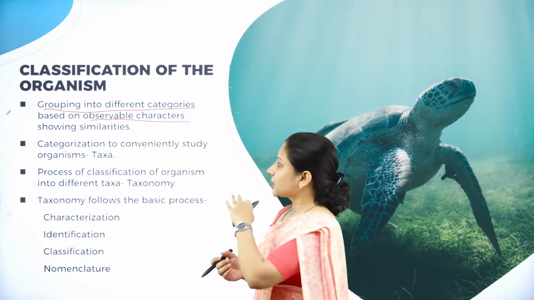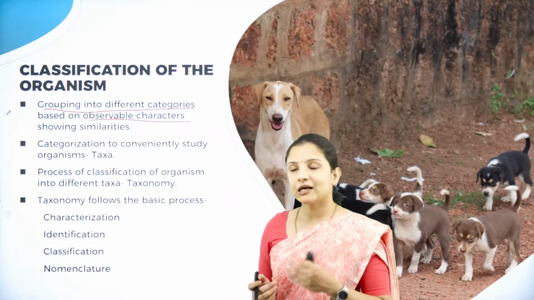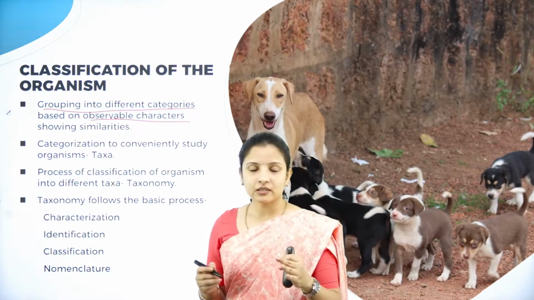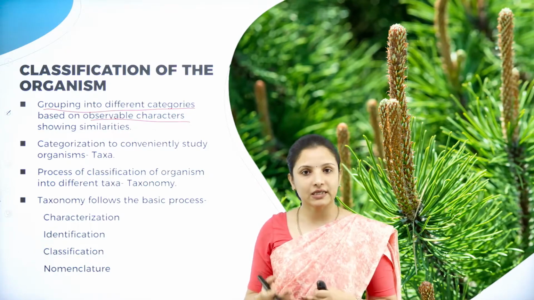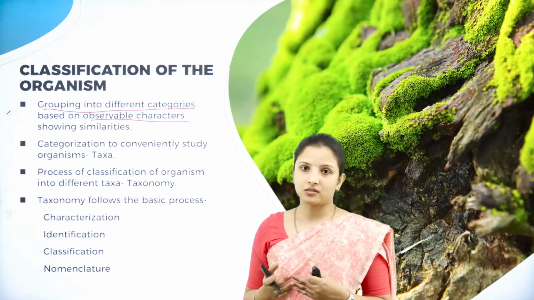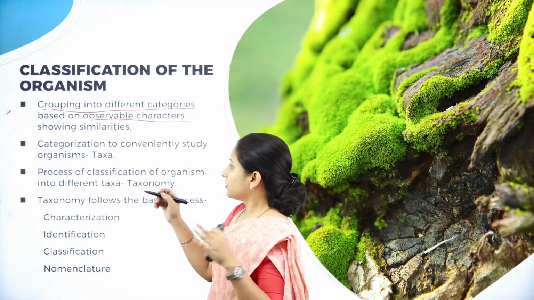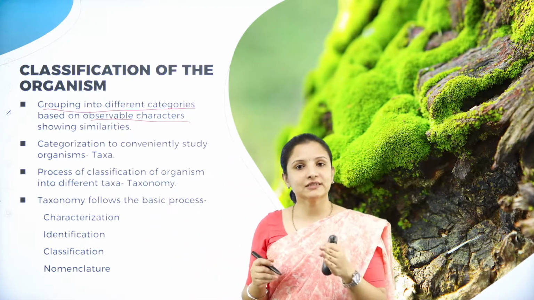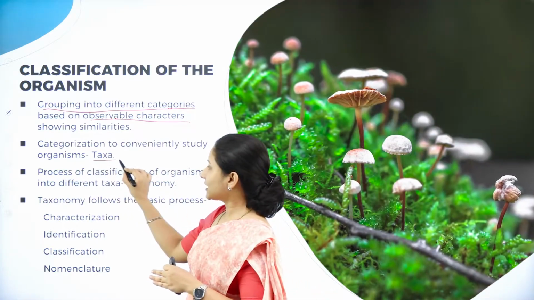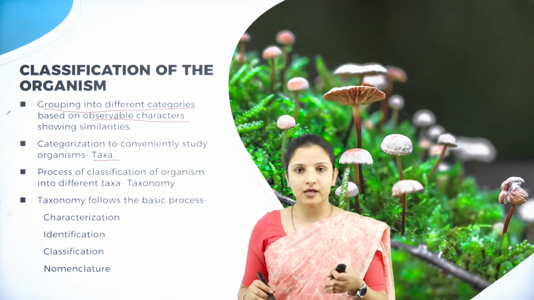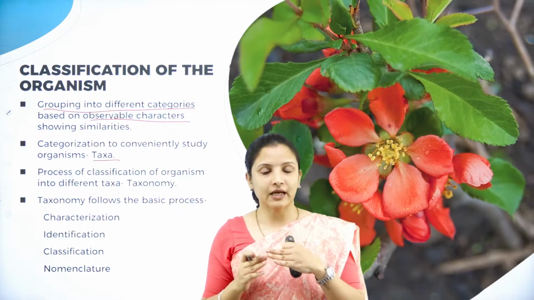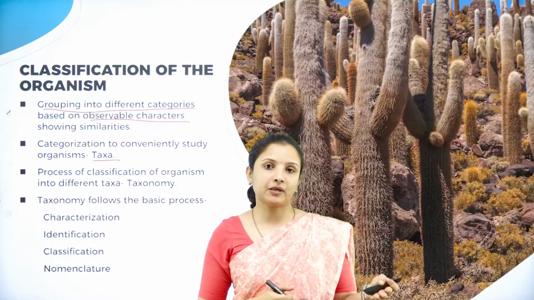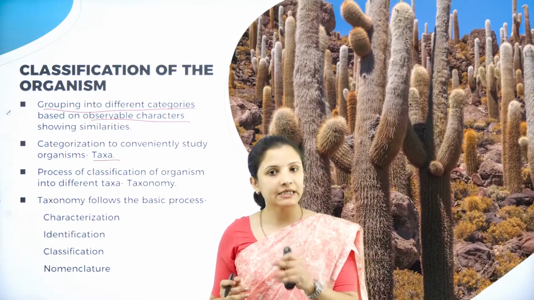Classification or categorization is done in order to make the study of organisms very easy or convenient. That particular categorization is called taxa. So what is taxa? Whenever you see an organism, you can say that is a plant, that is an animal. In that way you can categorize between a plant and an animal. That is nothing but taxa.